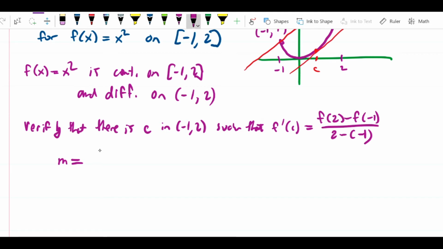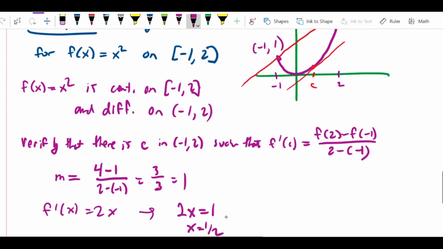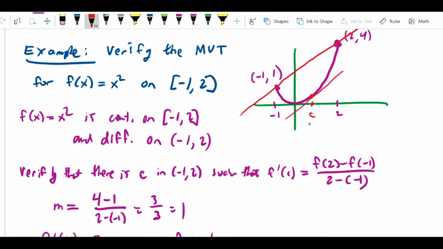So the slope of the secant line is going to be f of 2 minus f of -1, so that's 4 minus 1 over 2 minus -1, that's going to be 3 over 3, which is equal to 1. Now, we see that the derivative of x squared is, of course, 2x. So, is there a point? If I solve 2x equals 1, I get x equals 1/2. So the assertion is that if I set c equal to 1/2, then the derivative is going to be equal to the slope of this secant line.